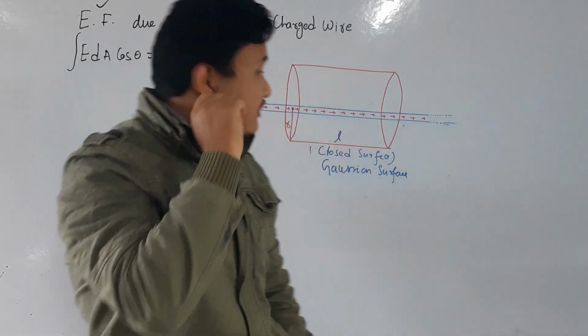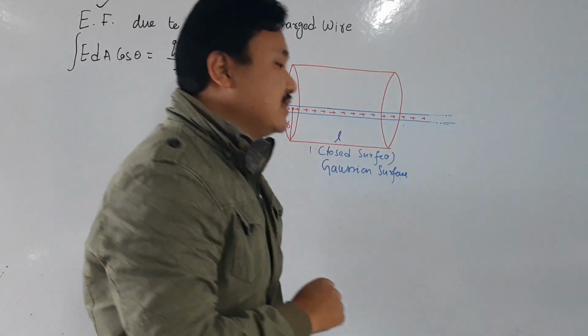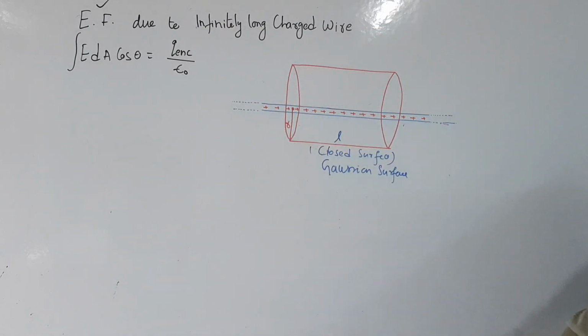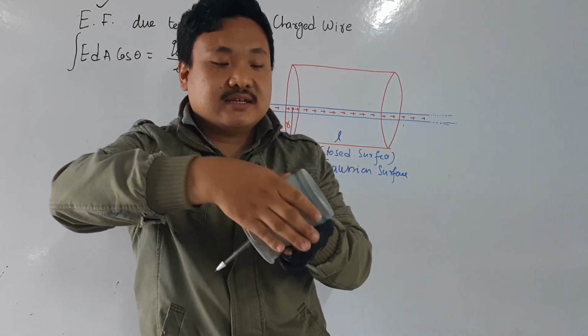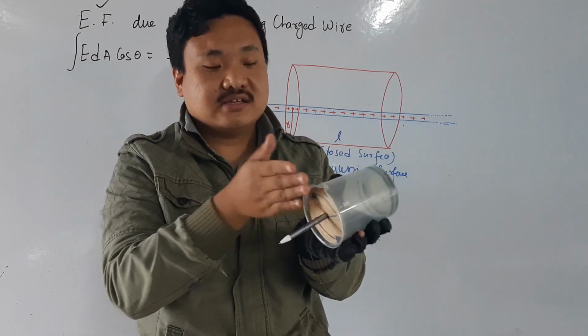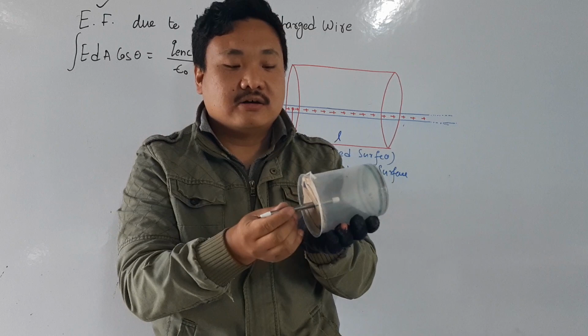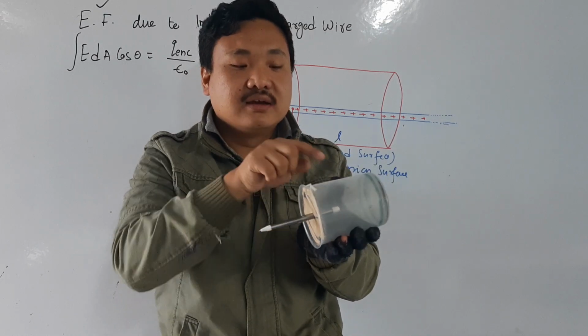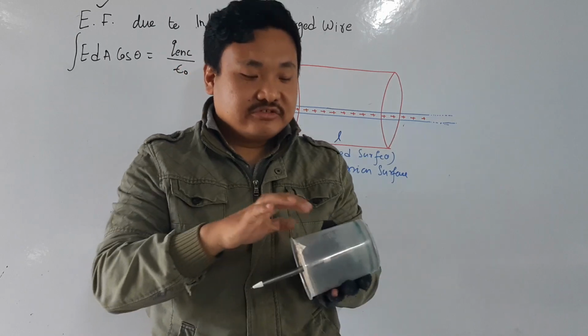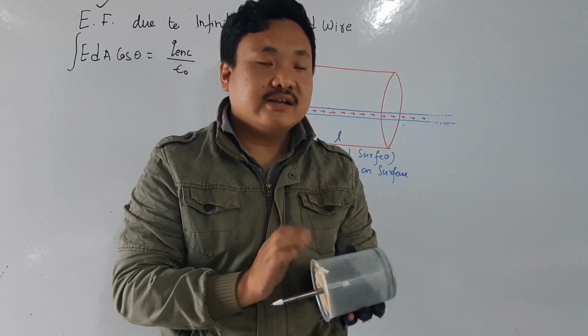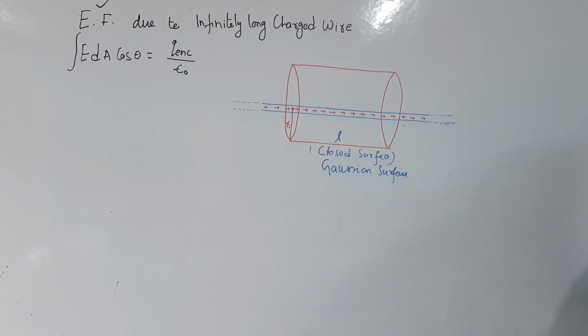That is one point. Now if you see here, how many areas are there? This is one area, this is another area, and this is another area. So there are how many areas? 1, 2, and 3 areas. So I will consider 3 areas and the electric field.